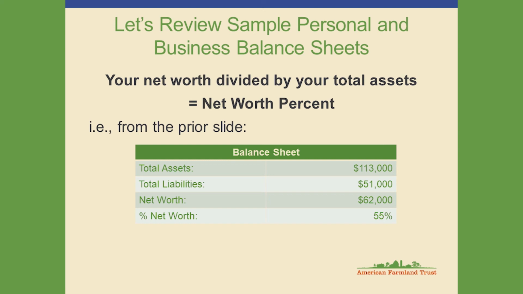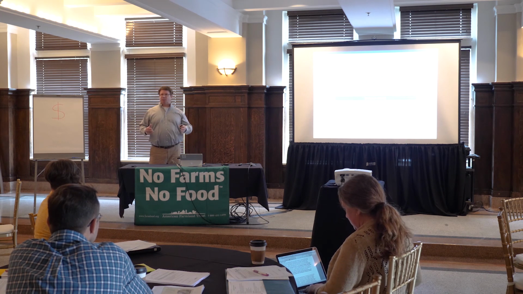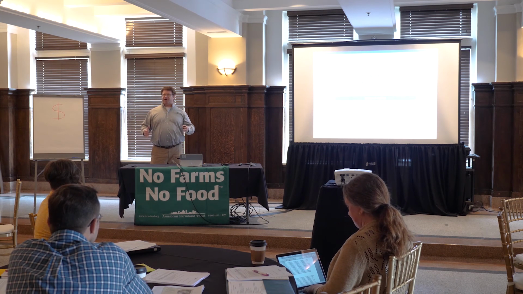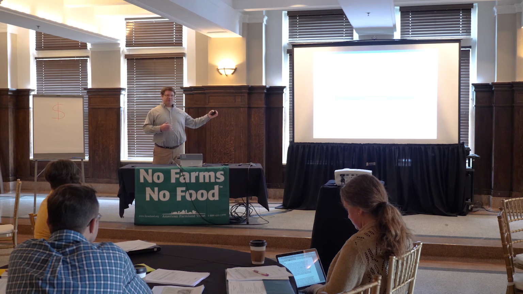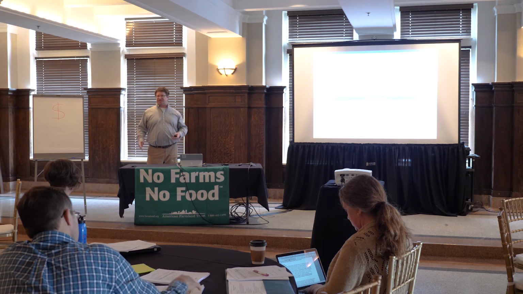If your percent net worth drops below 50%, that puts you in a somewhat precarious position because it means that more of your assets are owned by your creditors than by you. If you have negative net worth, that means that you owe more than what you own. Beginning farmers can sometimes find themselves in that situation if they have things like heavy student loan debt or something like that. If your percent net worth is low or negative, it can be hard to secure financing.